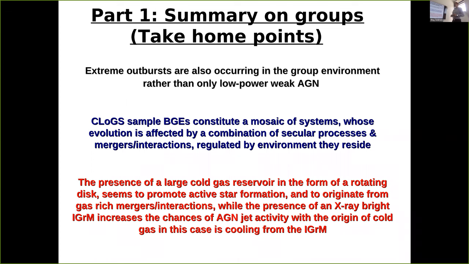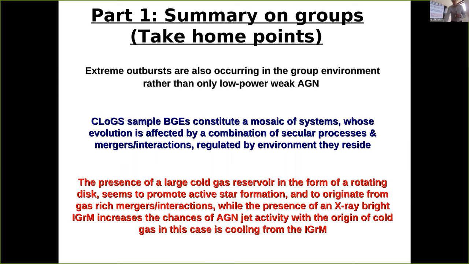So a few take-home points: extreme outbursts are also occurring in the group environment rather than only low-power weak AGN. The CLoGS sample BGEs constitute a mosaic of systems whose evolution is affected by a combination of secular processes and mergers and interactions regulated by the environment in which they reside. In addition, we keep in mind that the presence of a large cold gas reservoir in the form of a rotating disk seems to promote active star formation and to originate from gas-rich mergers and interactions. Whereas, on the other hand, the presence of an X-ray bright intra-group medium increases the chances of AGN jet activity, with the origin of the cold gas in this case being cooling from the intra-group medium.